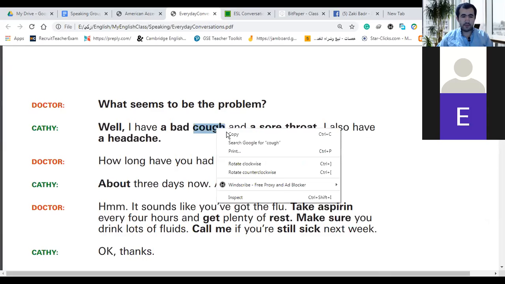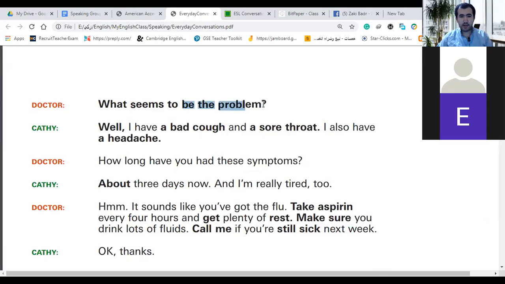Okay. So this word is cough. Cough, yes. What seems to be the problem? Like, what do you have? I have plus a bad cough. So when you want to show or tell somebody that you have a disease or anything, you say, I have a headache, I have a bad cough. You use I have.